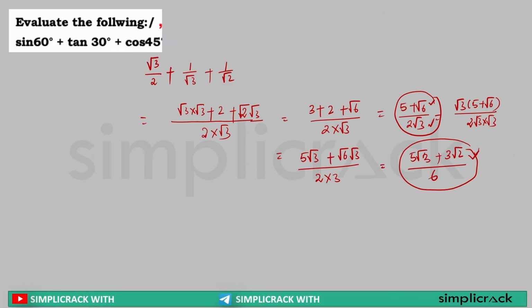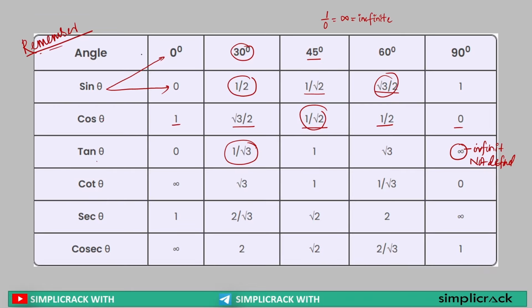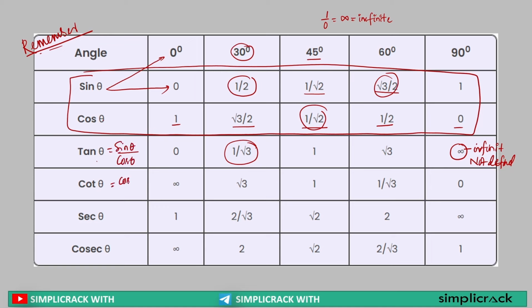Now, understand this. If you remember the sine theta and cos theta values, you can find tan theta out of it. Why? Sine theta by cos theta is equal to tan theta. Cot theta is equal to cos theta by sine theta. Sec theta is equal to 1 by cos theta. Cosec theta is equal to 1 by sine theta. So even if you remember these two, you can find out the others easily.